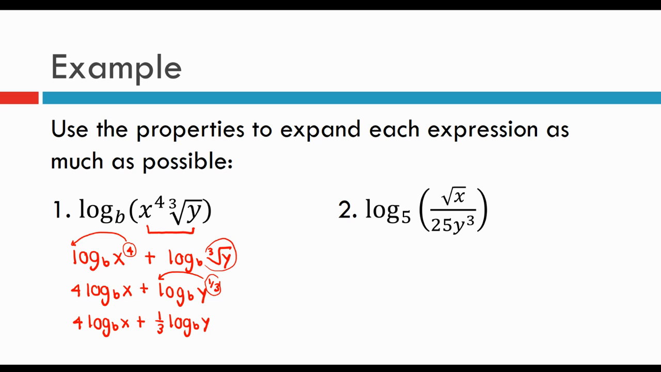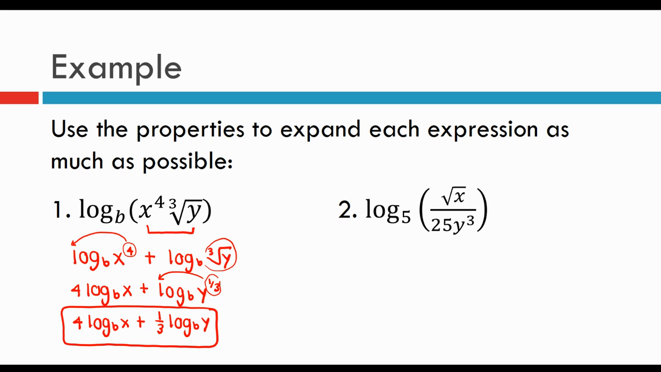Because we're dealing with variables for x and variables for y, and even our base is a b, we're not going to be able to simplify those down any further. So we got rid of the multiplication, we got rid of the exponents, and so this is our expanded answer. So we use two properties, the product rule and the power rule.